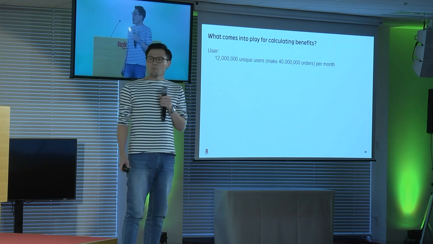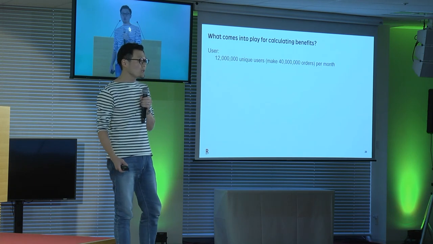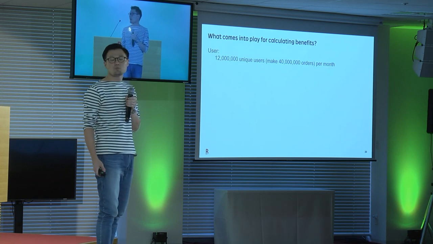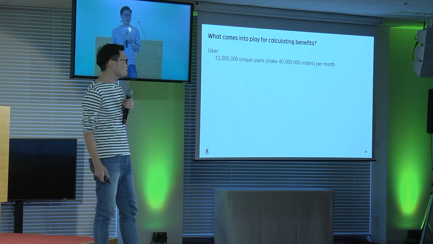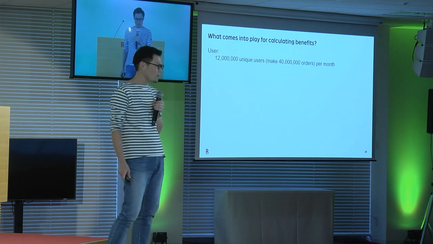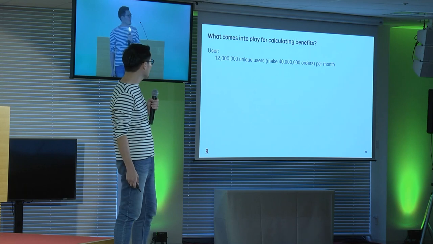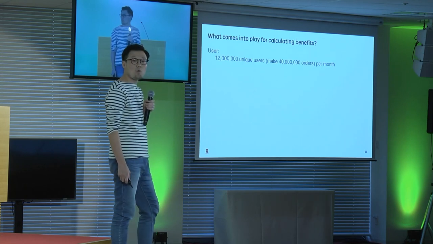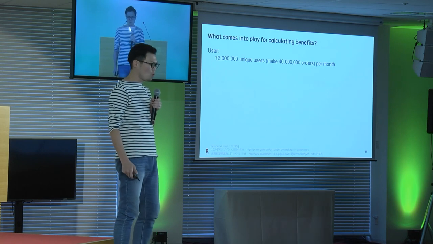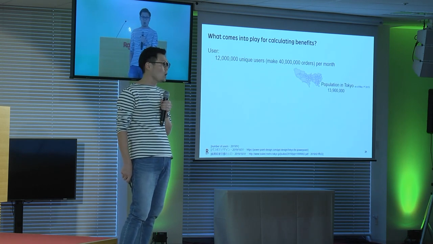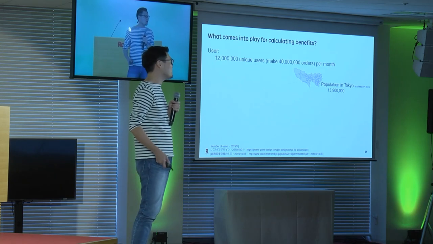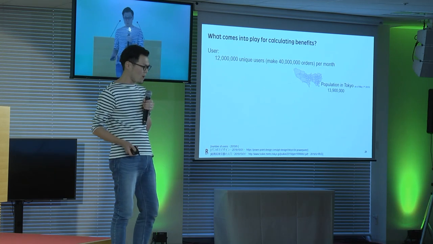And how much diversity do we need to handle to realize this personalization? Let me explain with numbers for better understanding. The first candidate is the user, the most important part. We have 12 million unique purchasers per month with 40 million orders. This number is almost the same as the population of Tokyo. We need to understand user behavior deeply and reflect their status change in real time.